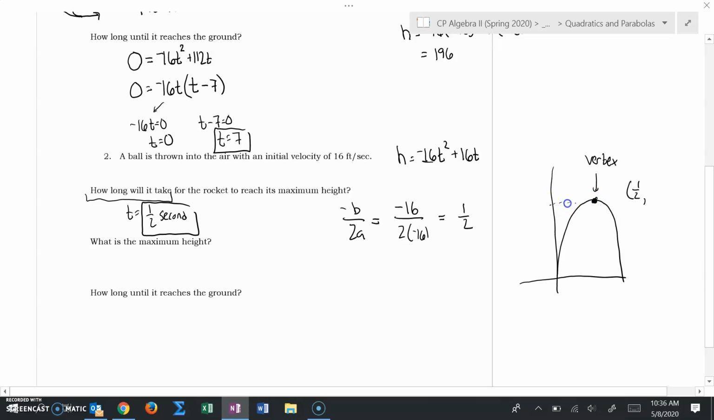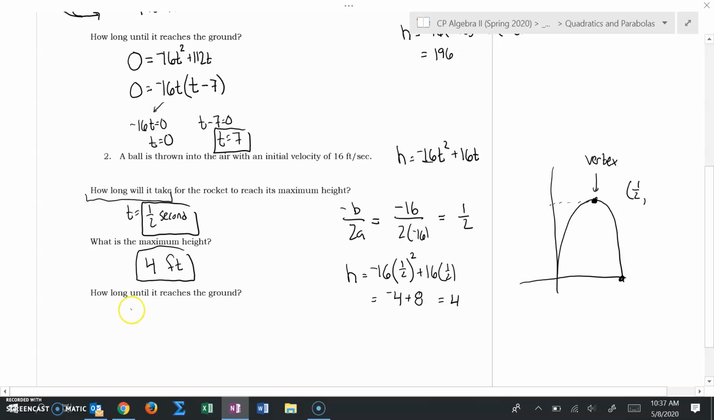Again, that's going to be our h value. So we're going to find that by putting the negative b over 2a value that we just found, the 1/2, in for our t in the original equation. And 1/2 squared is 1/4, times negative 16 is negative 4, plus 16 times 1/2 is 8, gives us 4 for the maximum height.